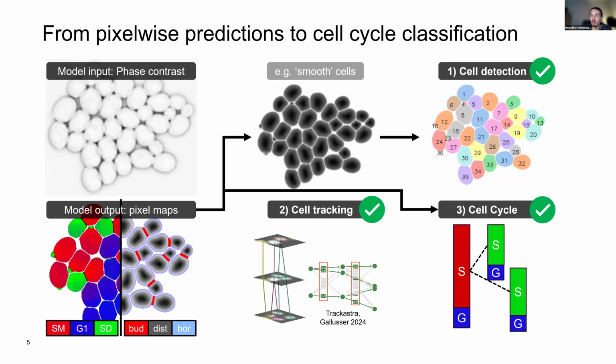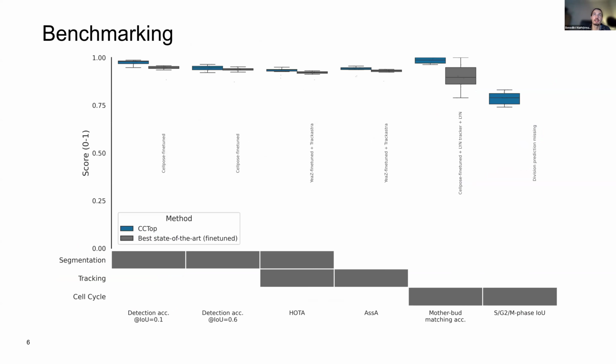And of course, if you develop a method like this, you need to benchmark it against the state-of-the-art methods, which I did. And I don't want to go too much into detail. This is kind of the overview figure where I have many of the metrics for segmentation, tracking, and cell cycle. You have to believe me that the method that I developed over the years really works better than state-of-the-art methods.